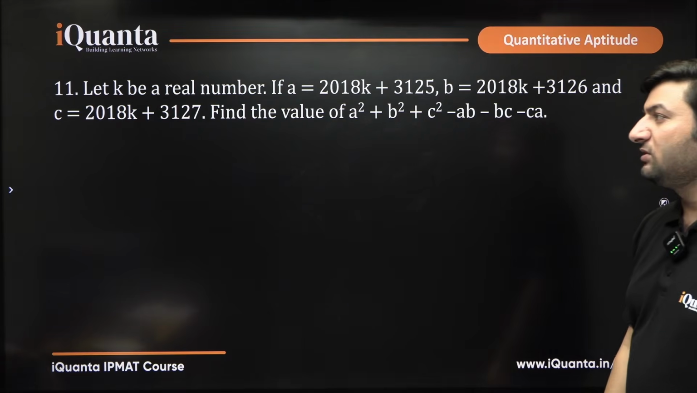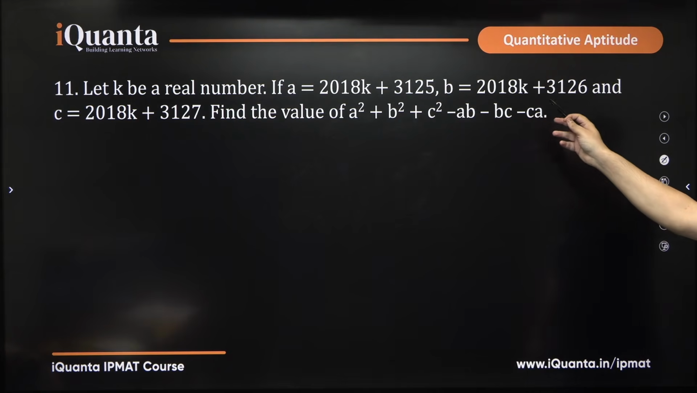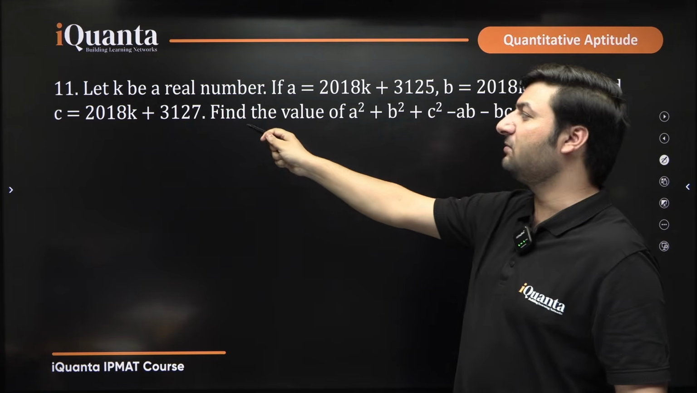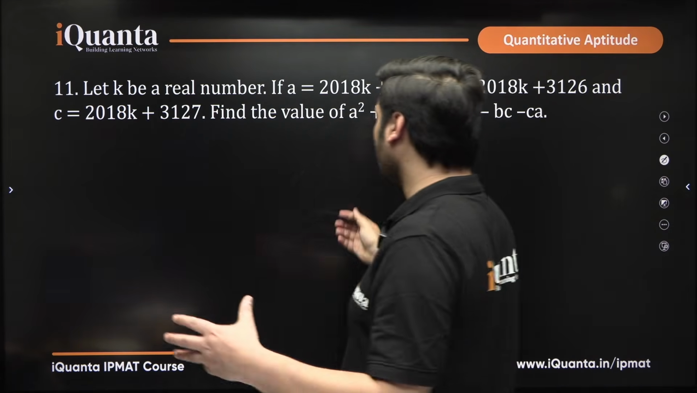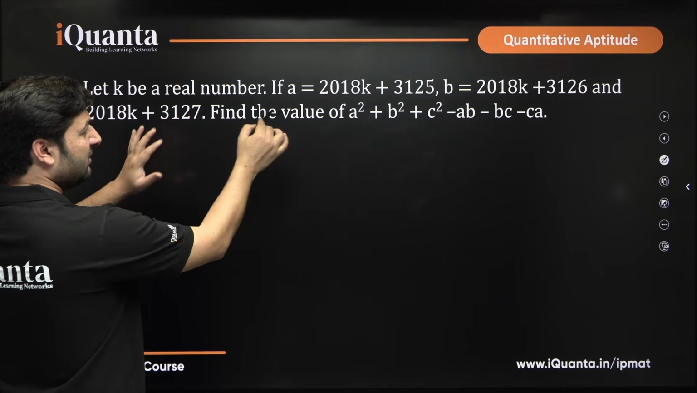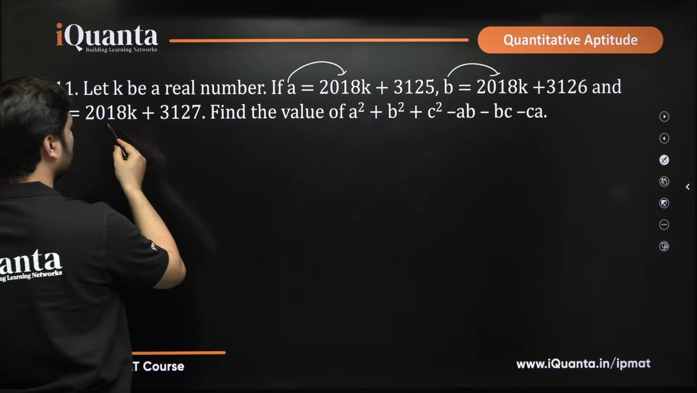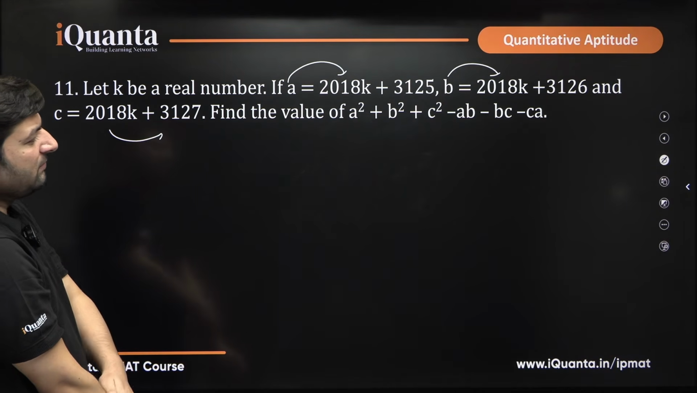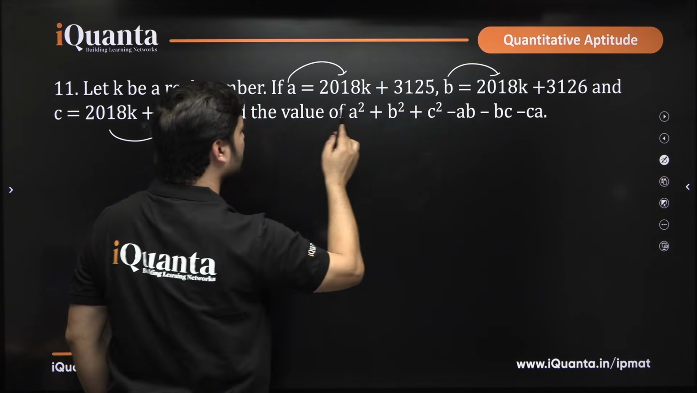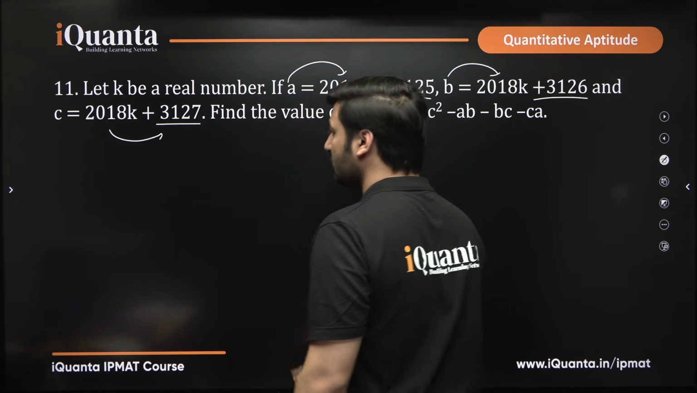Let's talk about this one. Let k be a real number. If a equals 2018k plus 3125, b equals 2018k plus 3126, and c equals 2018k plus 3127, find the value of a square plus b square plus c square minus ab minus bc minus ca. Okay. So what do you see here? k is a real number, and a is 2018k plus this, b is 2018k plus this, c is 2018k plus this. So 2018k is there in all three variables, right? In a as well, b as well, c as well. This is 3125, this is one more, 3126, and this is two more, 3127.